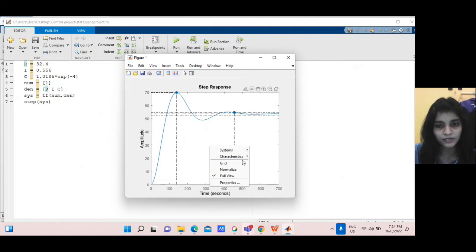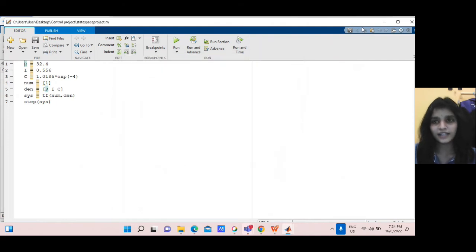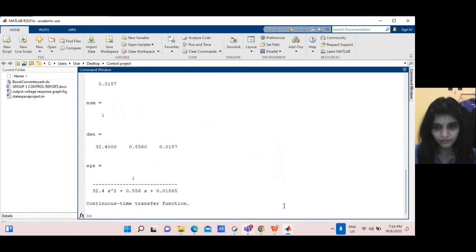Then we're going to see the rise time. So this is the rise time. Rise time will be when the graph starts to rise up. So it's 58.5 seconds.